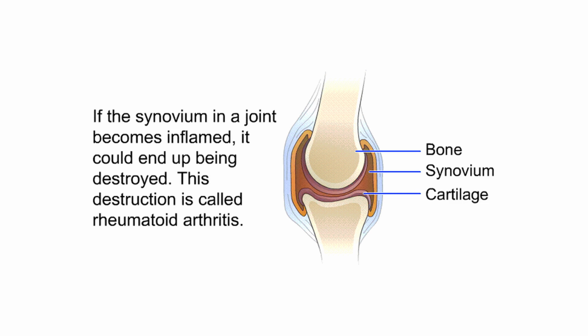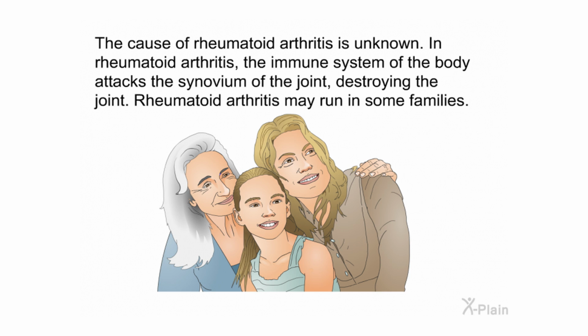If the synovium in a joint becomes inflamed, it could end up being destroyed. This destruction is called rheumatoid arthritis. The cause of rheumatoid arthritis is unknown. In rheumatoid arthritis, the immune system of the body attacks the synovium of the joint, destroying the joint. Rheumatoid arthritis may run in some families.